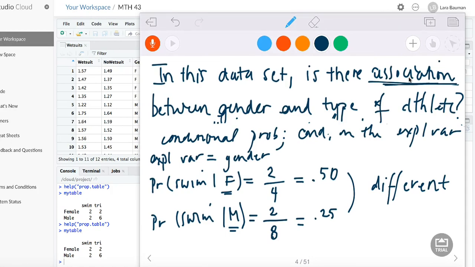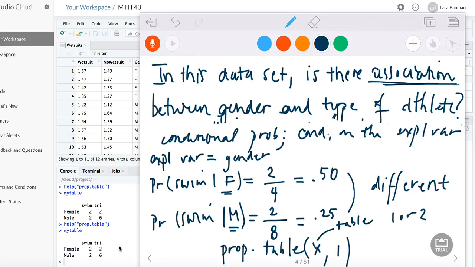I'm showing you this just to remind you that this is what you're doing when you put the commands into RStudio. We really want RStudio to give us the percentages, and then we can make the conclusion. The command that you want to use is called prop.table. It gives you proportions out of your table. The first thing that you put in is the name of your table. And the second thing that you put in is either a 1 or a 2 to get row or column percentages.